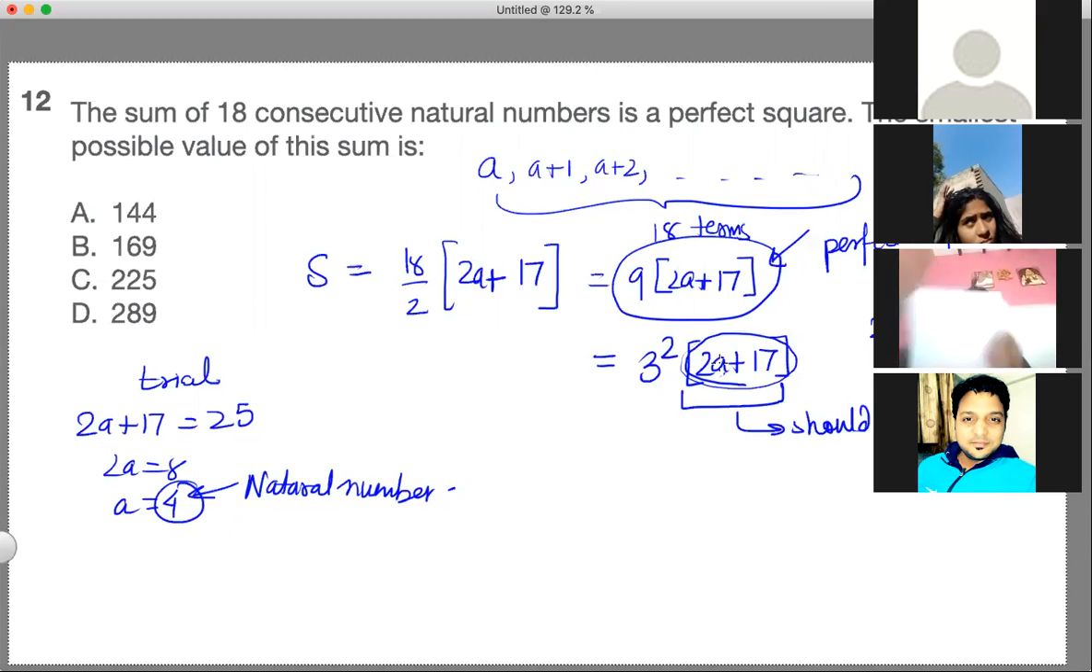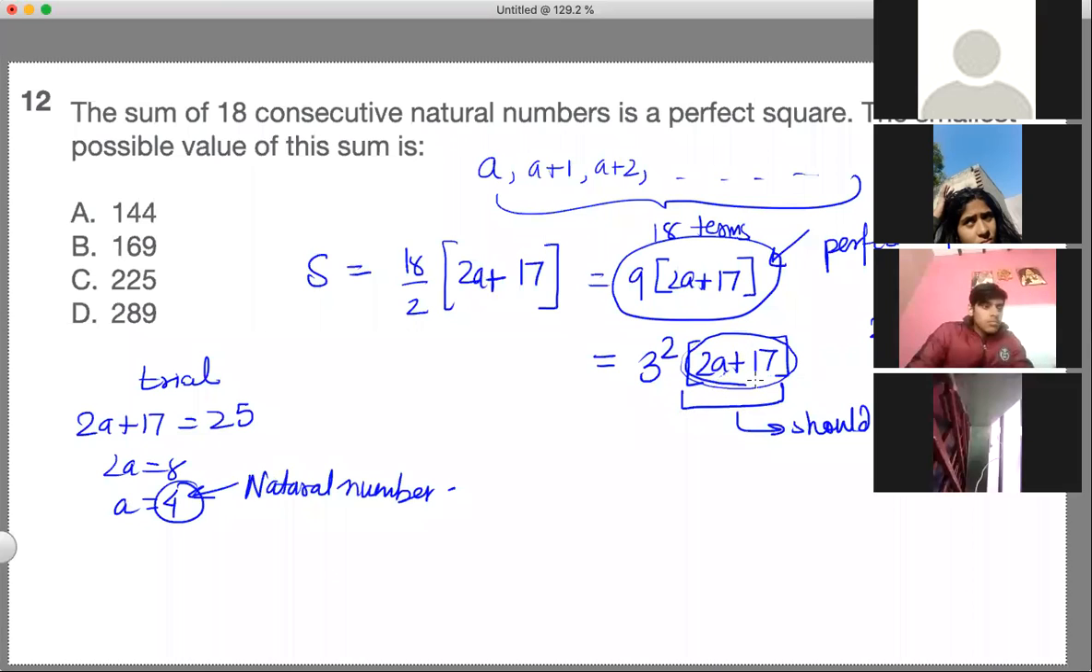Okay, so since 4 is a natural number, a can take that value. Okay, if the question was more difficult, it could have been that a could have come out to be a fractional value, and then we would have had to look for a next higher perfect square.